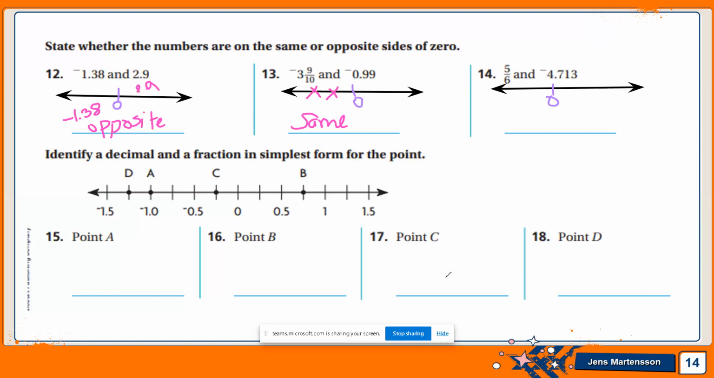Before we continue, just an easier one. If the signs are the same, that means they are on the same side. If the signs are opposite, one is negative and one is positive, you will say they are opposite. Here, if one is positive and one is negative, are they the same or opposite? They are opposite. Bravo.